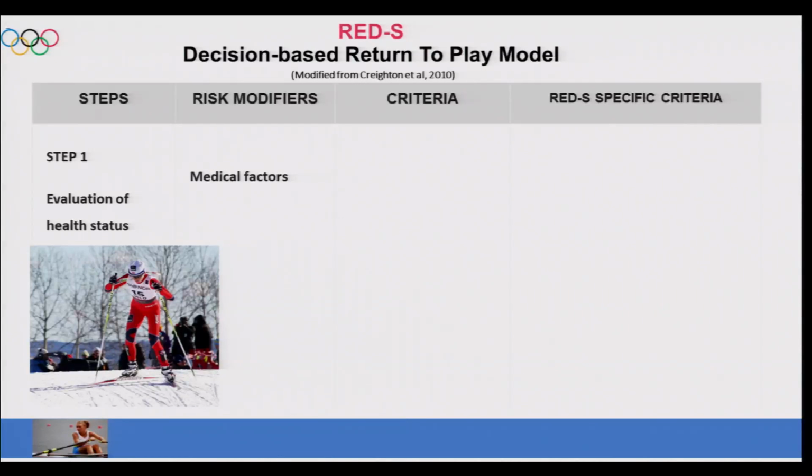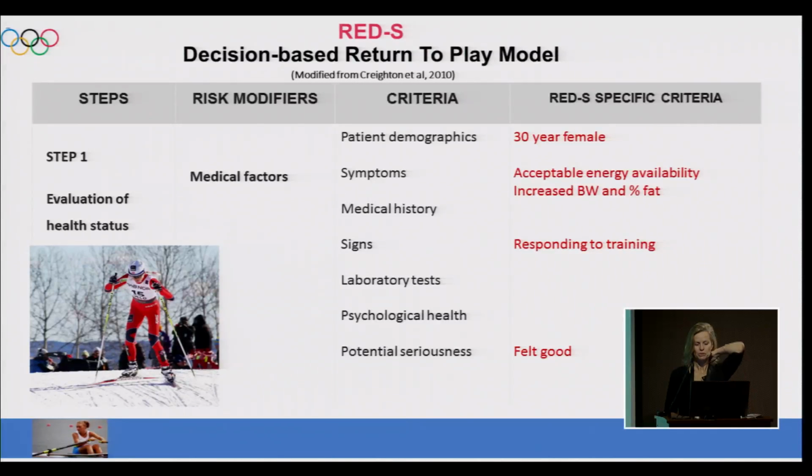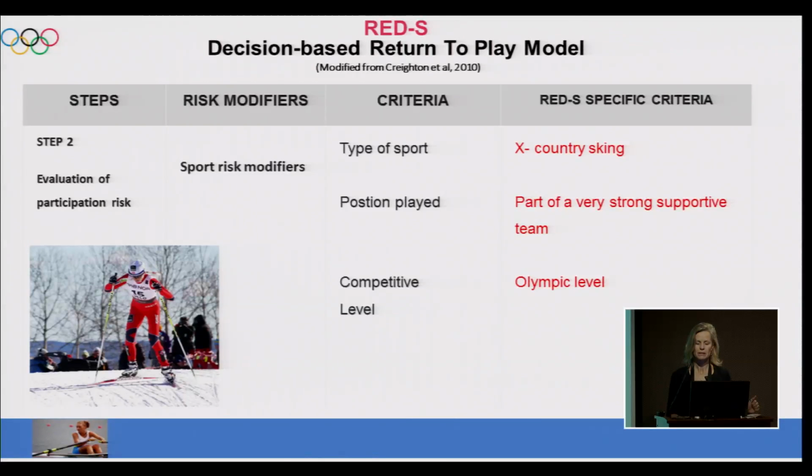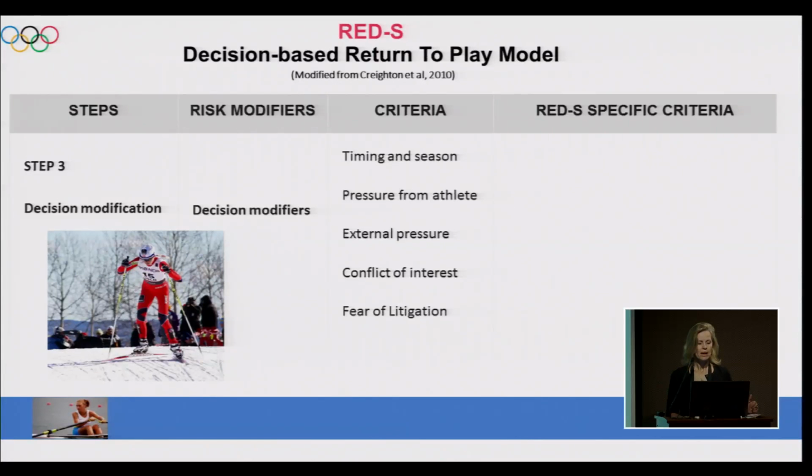So then when she was through treatment, we looked at her. She was evaluated according to the Creighton model. She had improved her body weight and percent body fat. She was responding to training, and she was improving after treatment. Looking at her sport modifiers, she had a strong supportive team. She was at the Olympic level, and of course we do know that the Olympic Games were coming up. And when we look at other factors, really there wasn't much else in her situation. It was in season and she was ready to go.